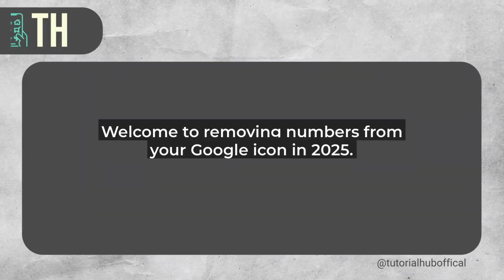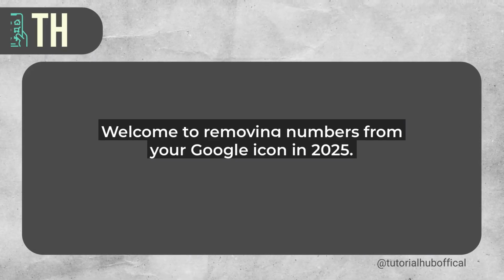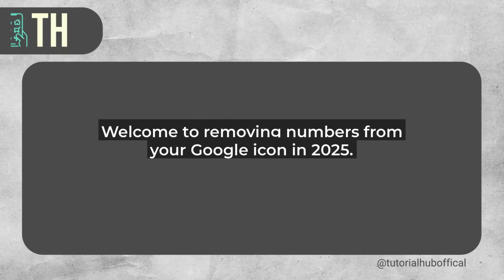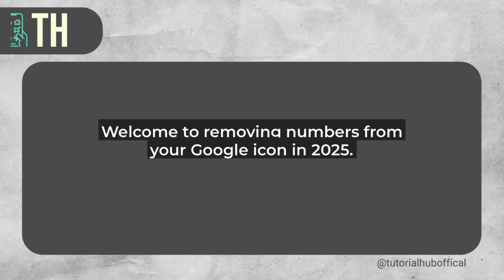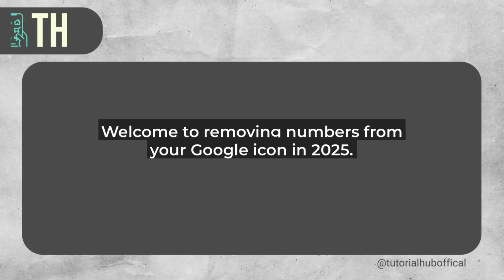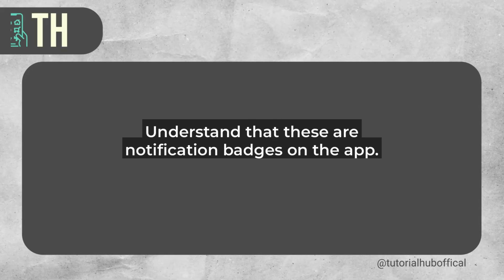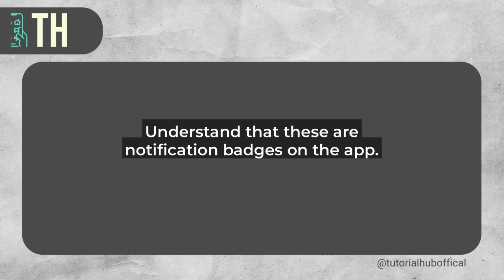Today, we're diving into a quick and easy fix for something that's bugged a lot of us. Those pesky numbers on your Google app icon. You know, the ones that pop up for notifications or updates. In 2025, with all the latest app updates, removing them is simpler than ever. Whether you're on Android or iOS, I'll walk you through the steps so you can get a clean, clutter-free home screen in no time. Let's jump right in.